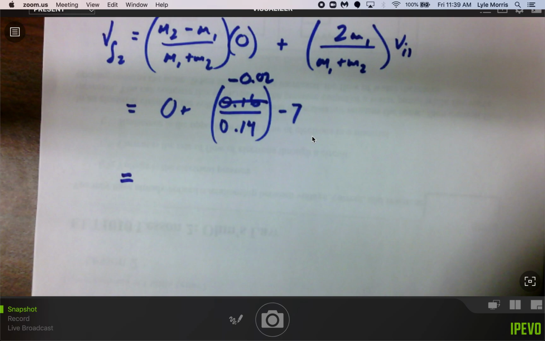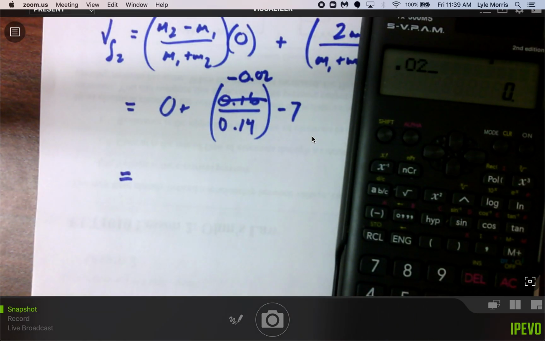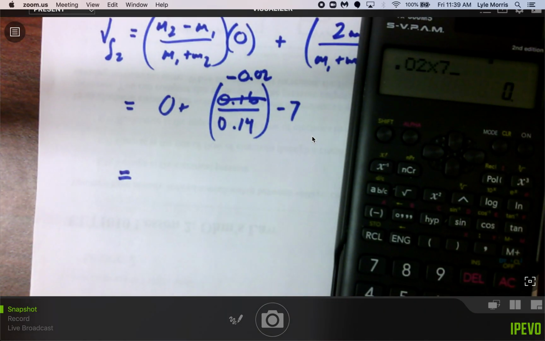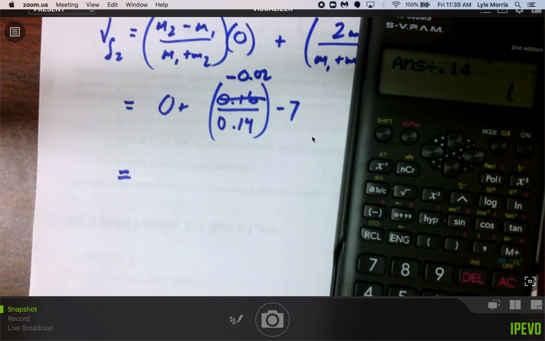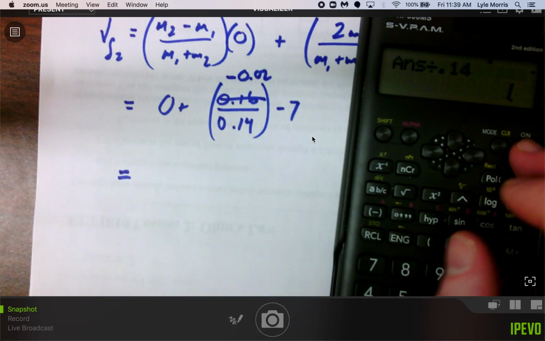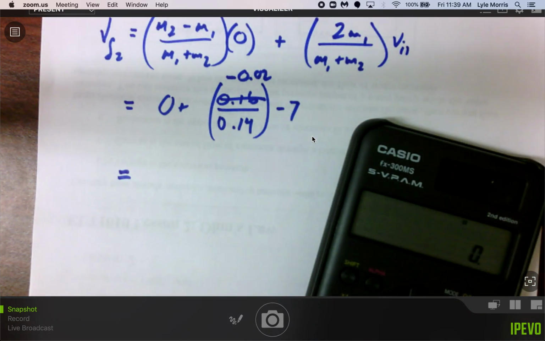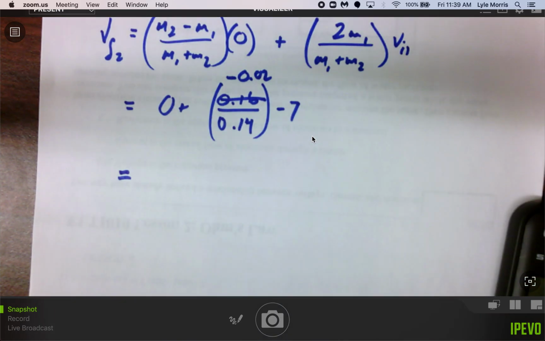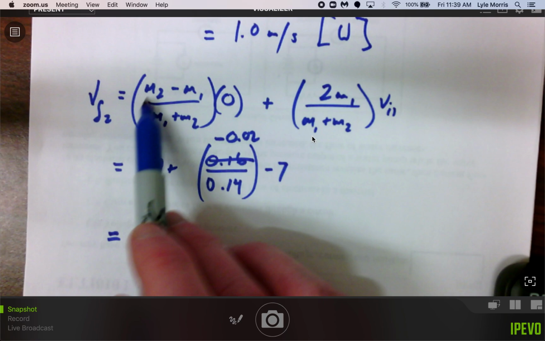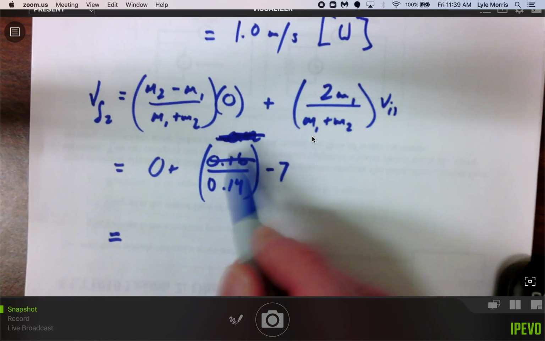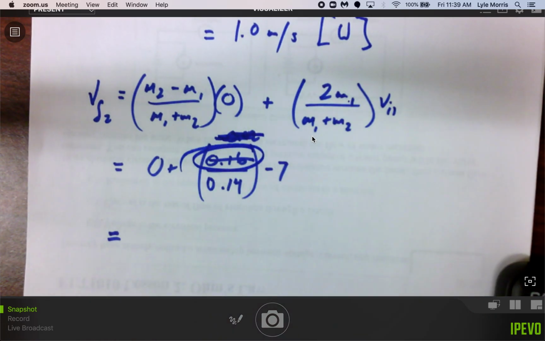So 0.02 times 7 divided by 0.14. That's a 1 as well? I don't think it was. Oh my goodness. No, I had it right. I got distracted. I was thinking M2 minus M1, that's where this came from. It was 0.16. Sorry.